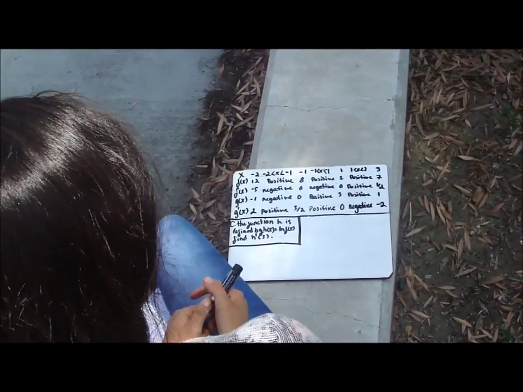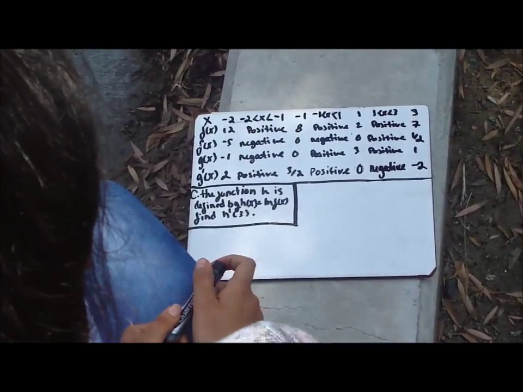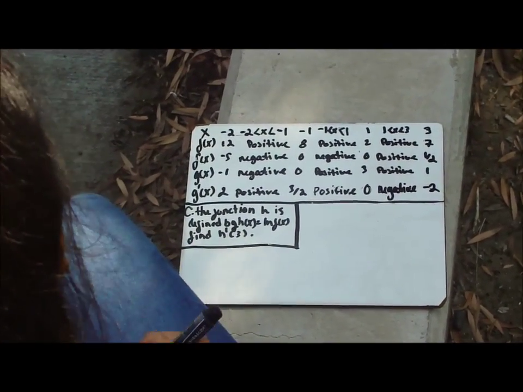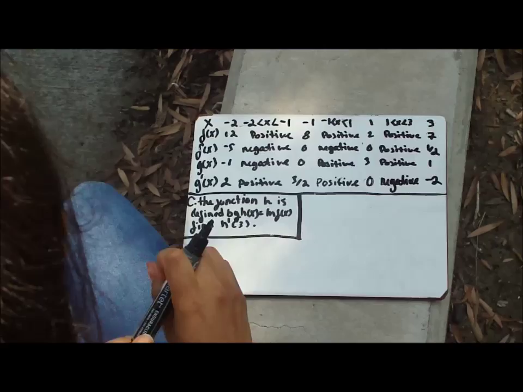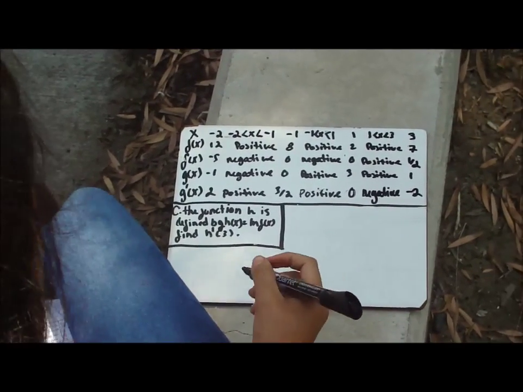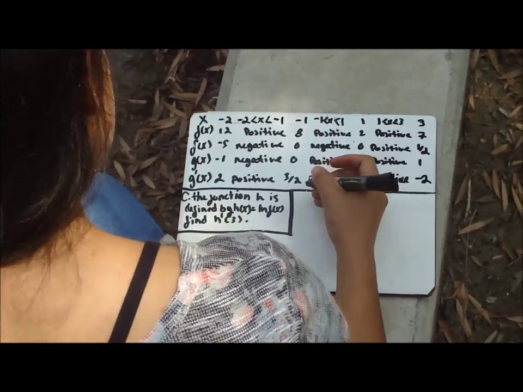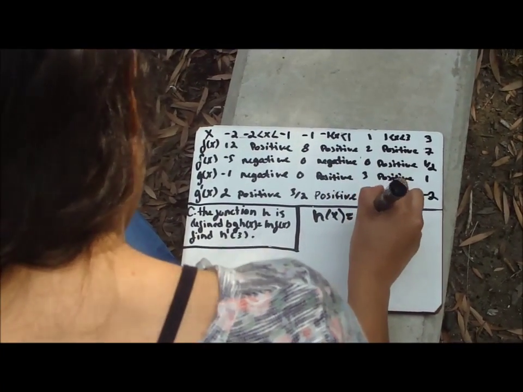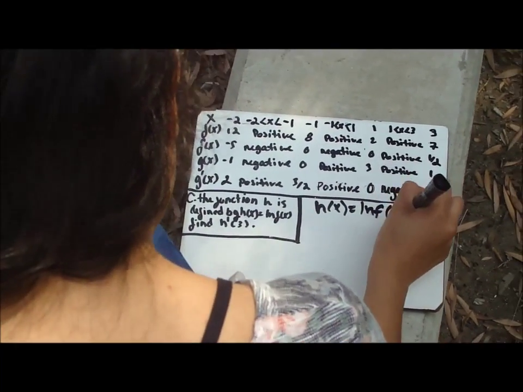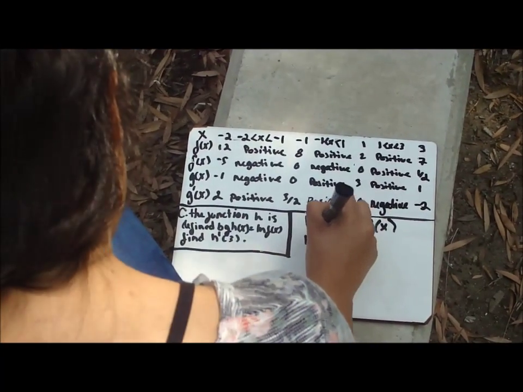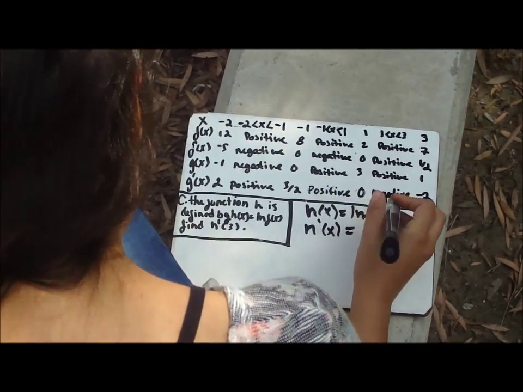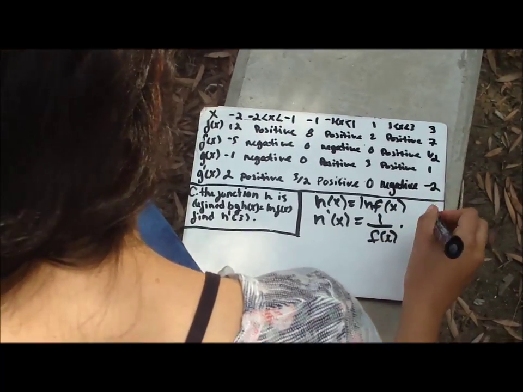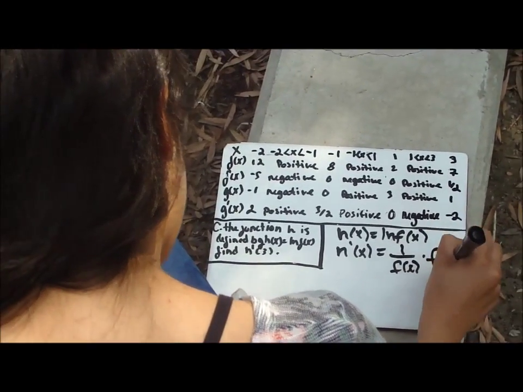So in our question C, it asks: the function h is defined by h of x equals ln f of x, and in this one we have to find h prime of 3. And in order to find it, we first have to differentiate our h of x, which is equal to ln f of x, and it's 1 over f of x times f prime of x.